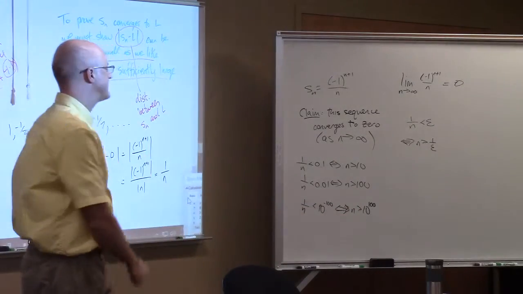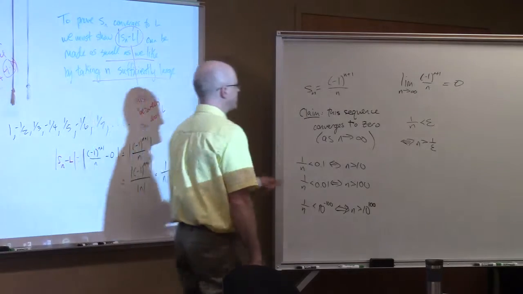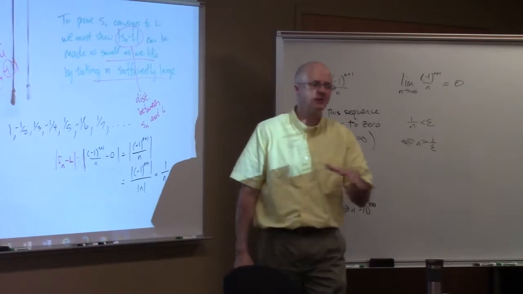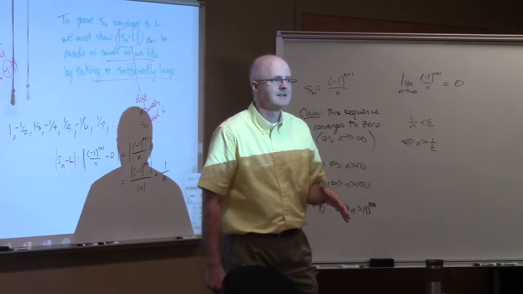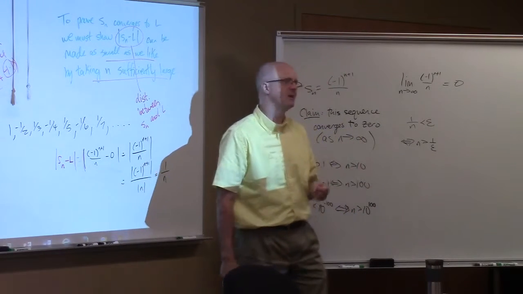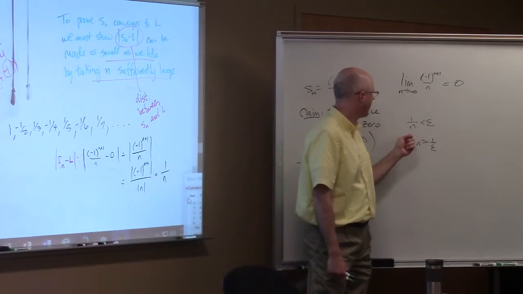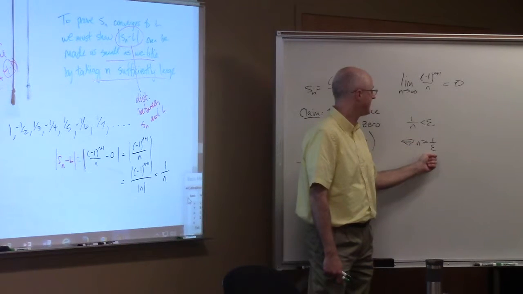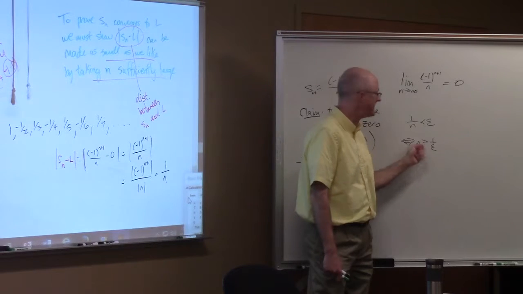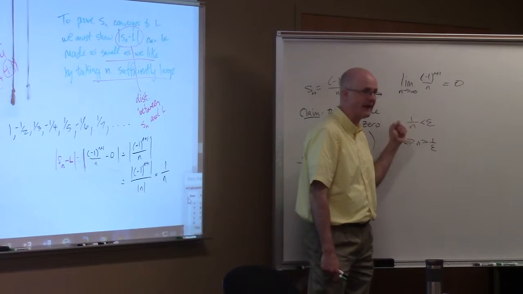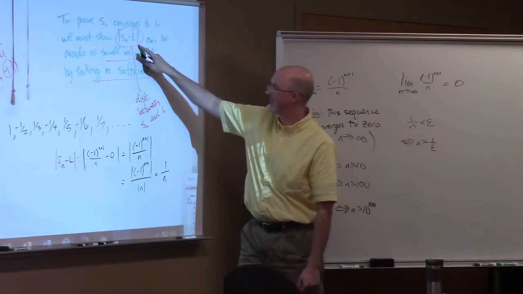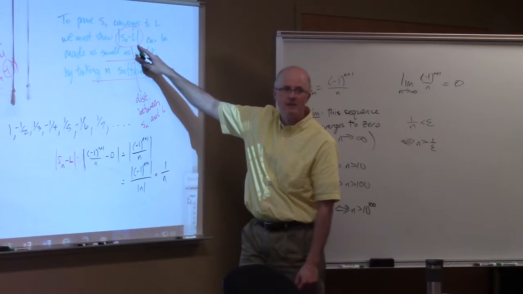So by saying 1 over n is less than epsilon, we're treating epsilon as an arbitrary positive number that could be very, very small. By taking n bigger than its reciprocal, that's how big n needs to be to make sure 1 over n is smaller than that. That's how big n needs to be to make this distance less than epsilon, where epsilon is an arbitrary positive number.